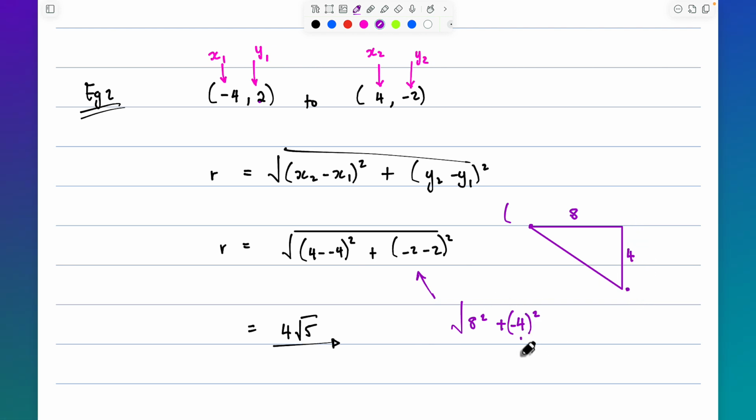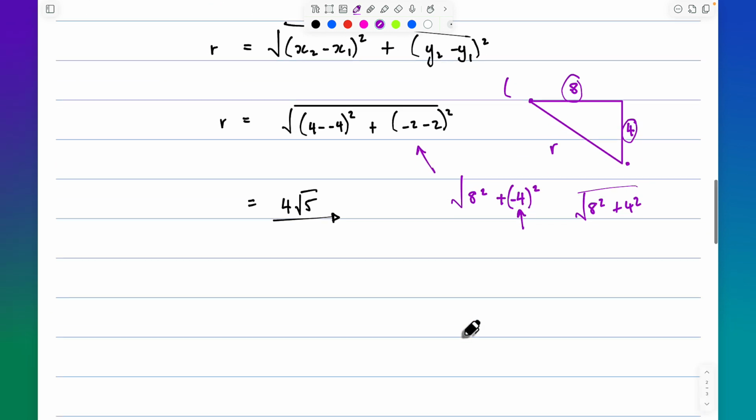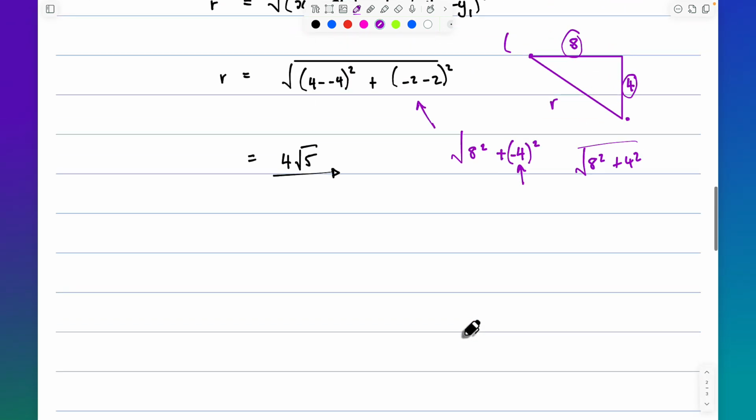This is why the direction doesn't matter. The direction only tells us that, okay, we're moving downwards, right? Which, as far as the distance is concerned, doesn't really matter. So when we square it, the square takes care of whether you moved up or moved down. All we need to know is we moved 8 units in the x direction, 4 units in the y direction. So what's this r? The r would be the square root of 8 squared plus 4 squared. Okay, hopefully that makes sense. All right, so your answer still is 4 root 5.